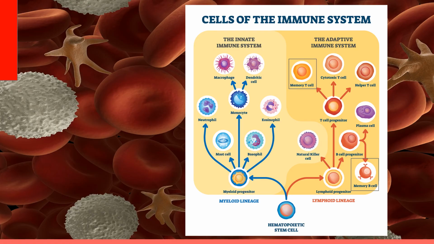Memory B cells and memory T cells are produced after the immune system has been triggered to respond to an antigen. These cells are long-lived and remain in the body after infection has passed. They carry the antigen of the invader and enable the body to respond more efficiently and quickly if that antigen is encountered again in the future.